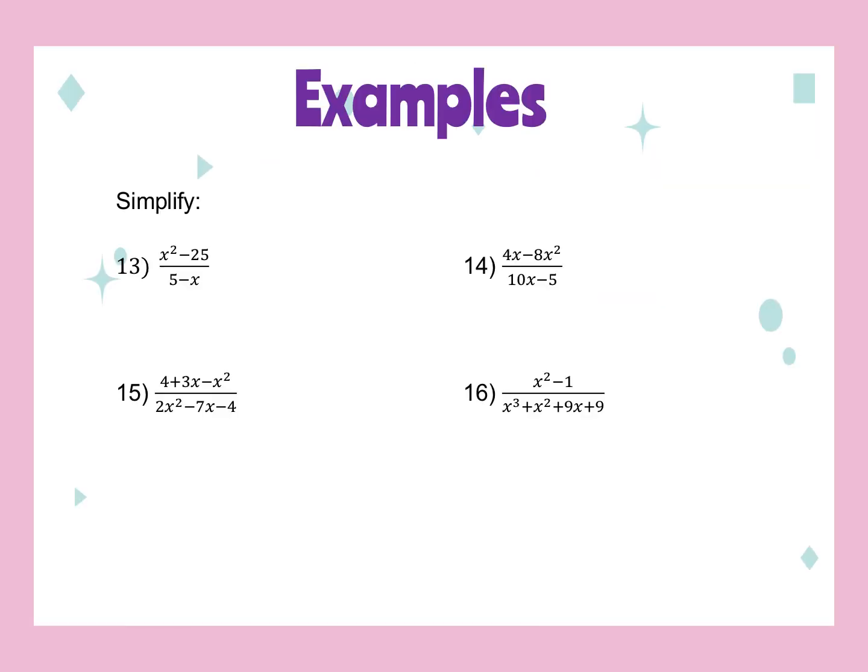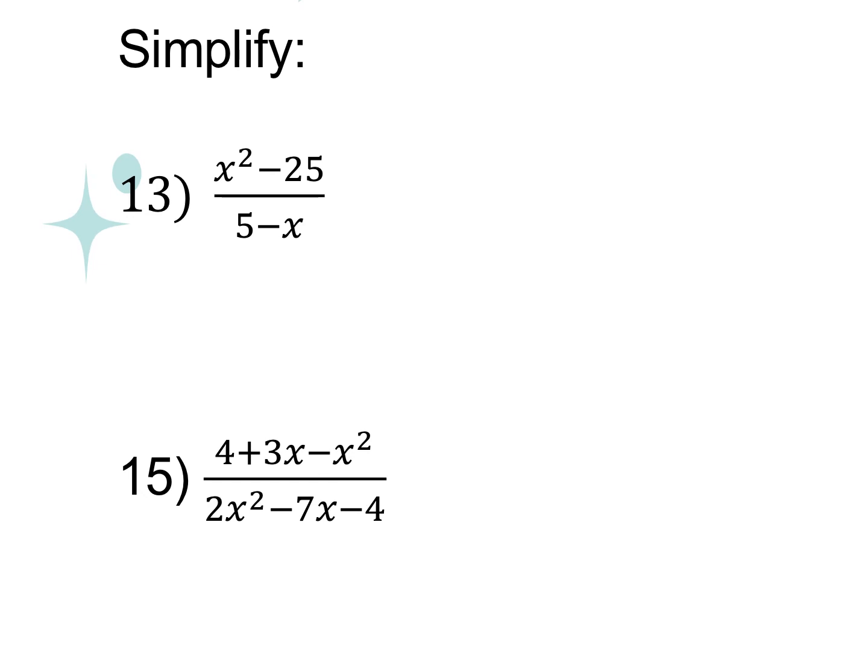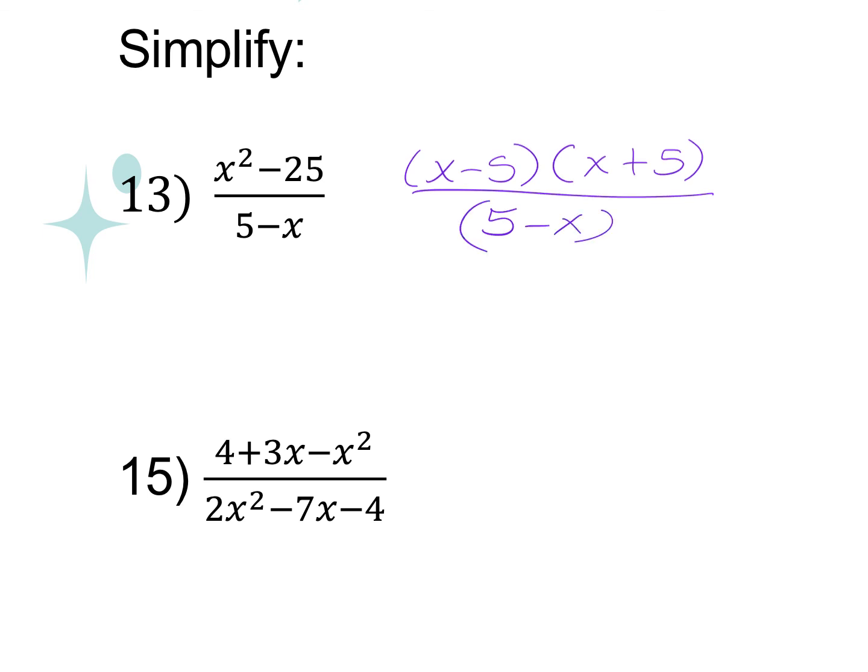Next one. Okay, so for 13, notice the numerator is the difference of two perfect squares. So I'm going to factor it. It ends up being x minus 5 and x plus 5. And then I have my denominator, 5 minus x. Now notice the first binomial here looks like this, but opposite signs.